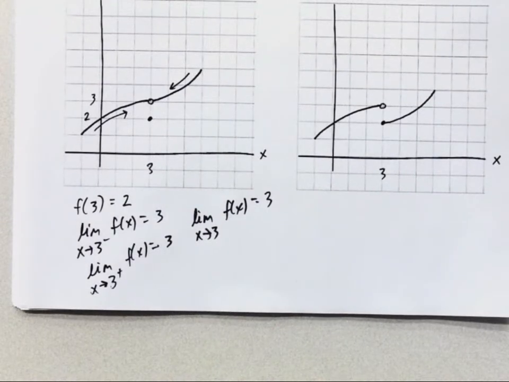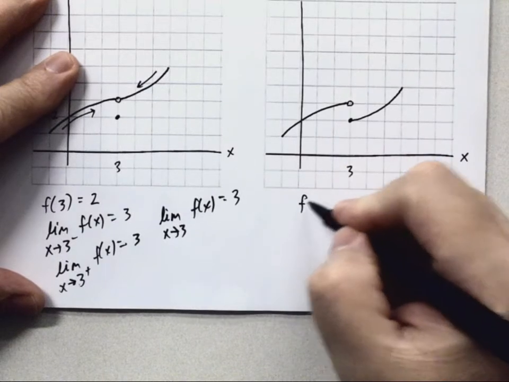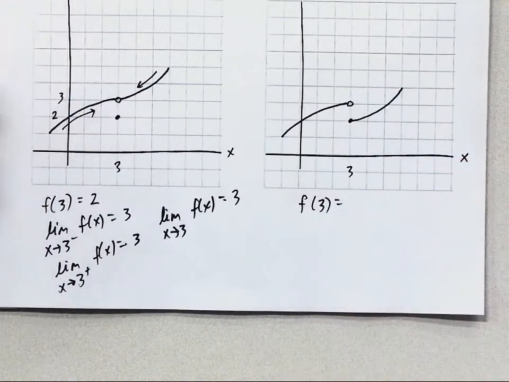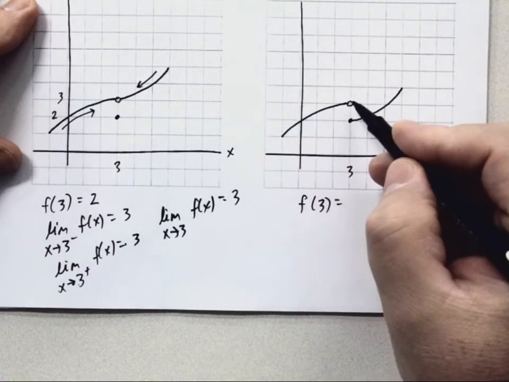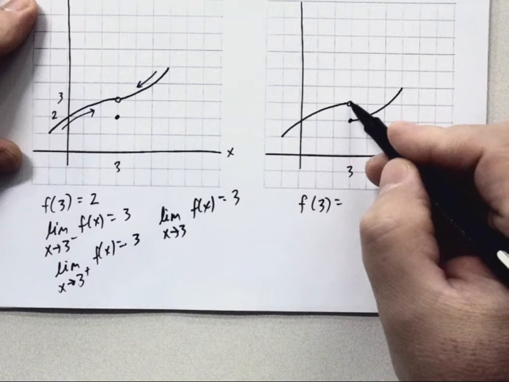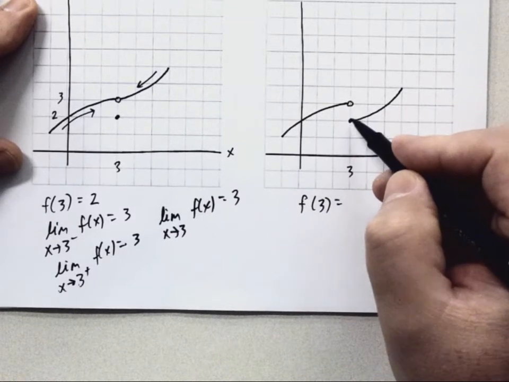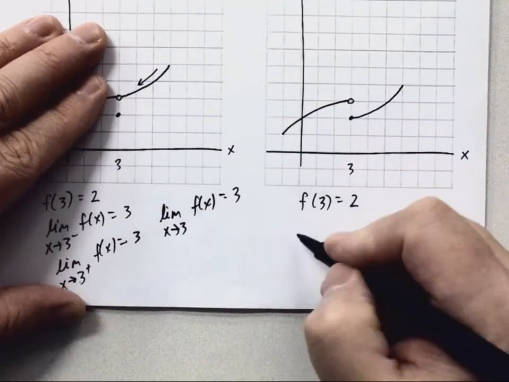Okay, last one. Same 4 things to figure out. What would f of 3 be here? Once again, here's our graph. When x gets to 3, it's not defined here, but it jumps down here. So it looks like, once again, f of 3 is going to be 2.